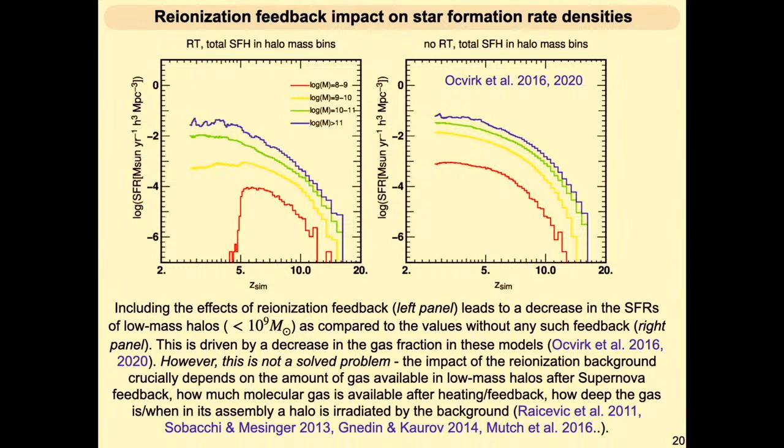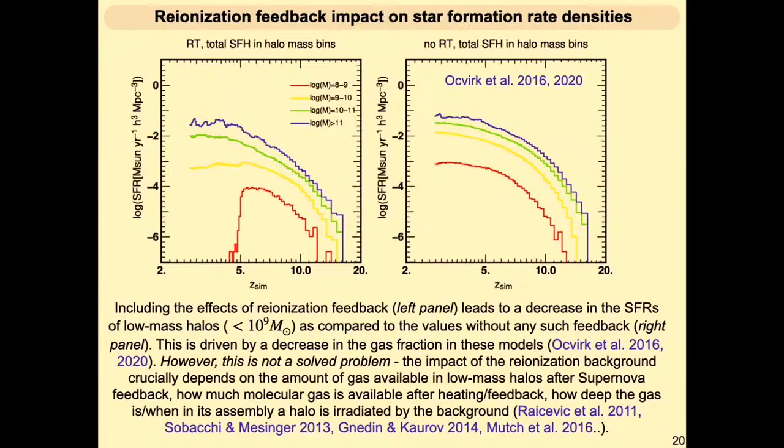And I think even by eye, you can figure out for high mass halos, reionization feedback has almost no effect. So for halos above 10 to the 10 solar masses, reionization is basically irrelevant. However, when you are looking at low mass halos, so below 10 to the 9.5-ish solar masses, you can completely suppress star formation in low mass halos by the time reionization is complete.